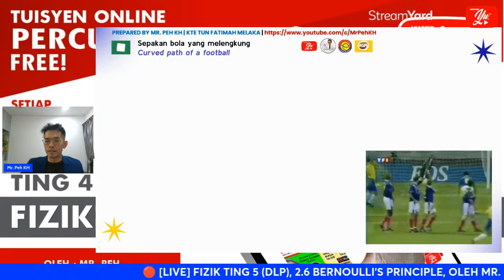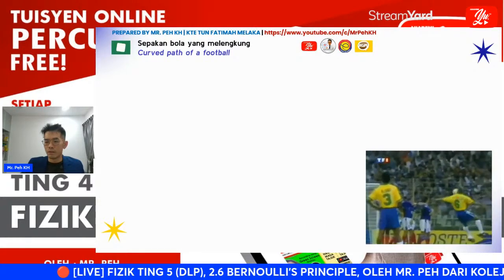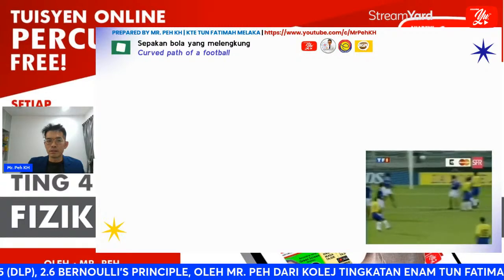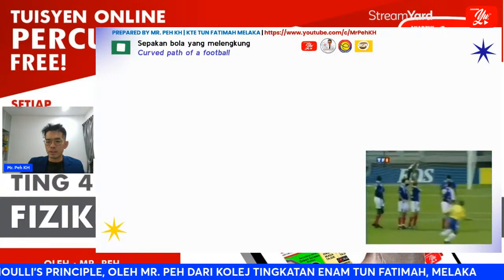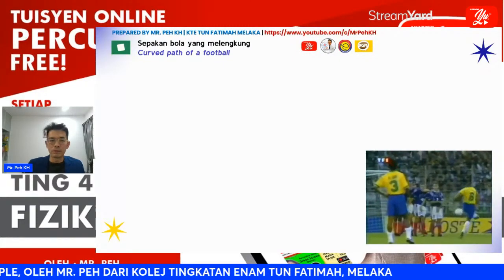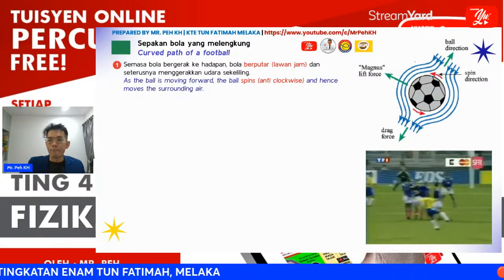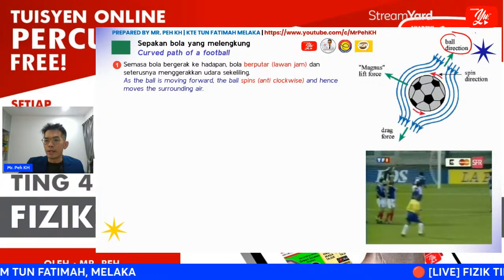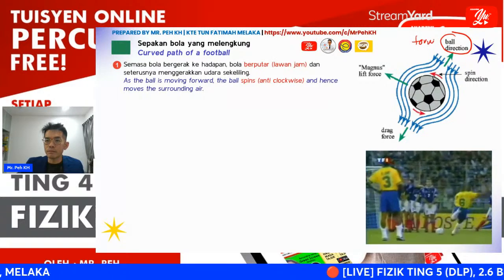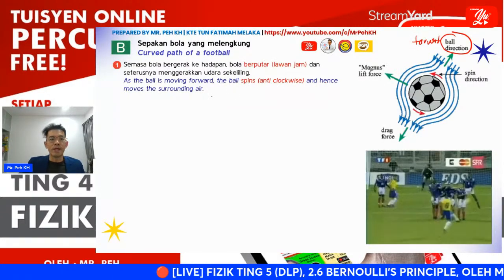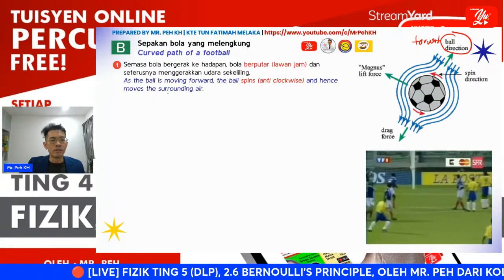So you can just look at the GIF. You can see the ball is moving. Curve is actually applying the Bernoulli's principle. Okay, so as the ball is moving forward, so you can see forward will be at this direction. Okay, so the ball spins and hence moves the surrounding air.